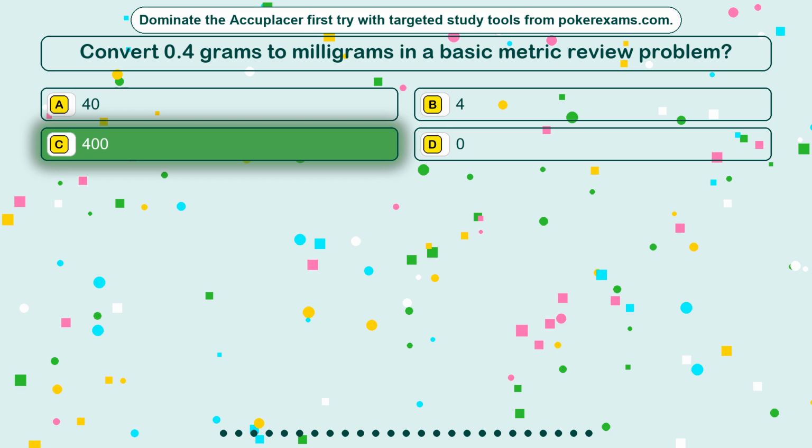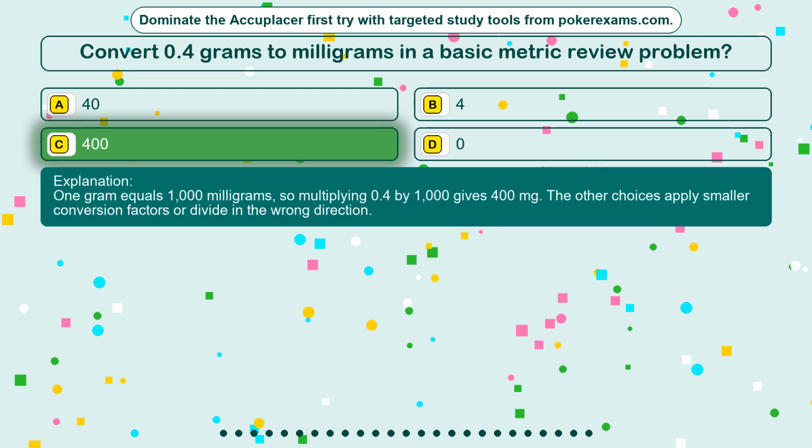The correct answer is option C, 400. 1 gram equals 1000 milligrams, so multiplying 0.4 by 1000 gives 400 milligrams. The other choices apply smaller conversion factors or divide in the wrong direction.